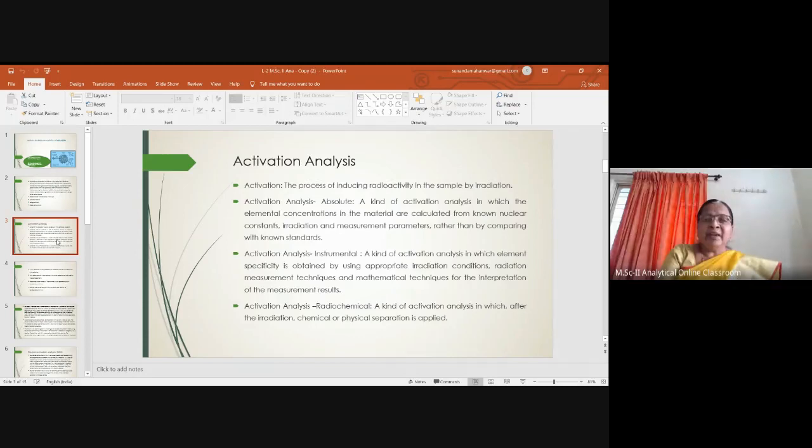That is, when we bombard the material with neutrons or with gamma ray photons, then that material becomes radioactive, which emits certain radiation. And to analyze that radiation, if a suitable chemical or physical separation method is applied, then that is known as the radiochemical analysis. This is about the activation analysis.